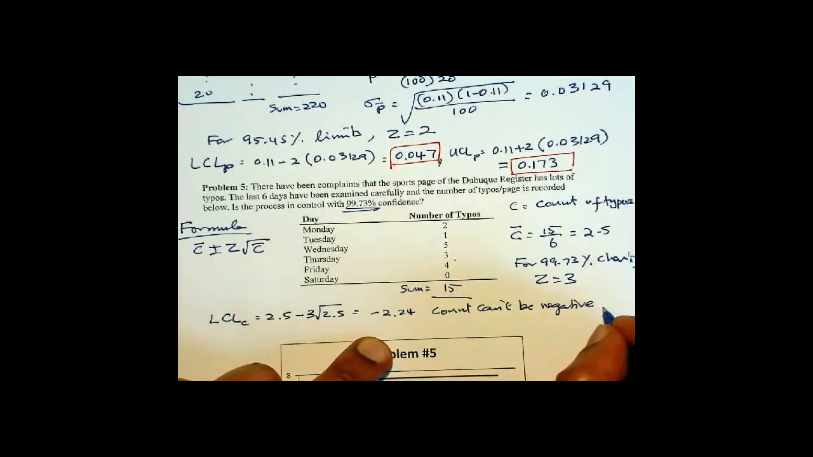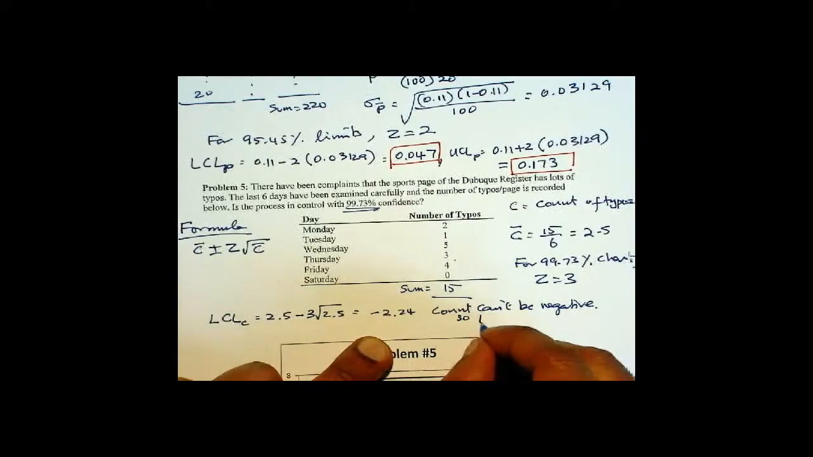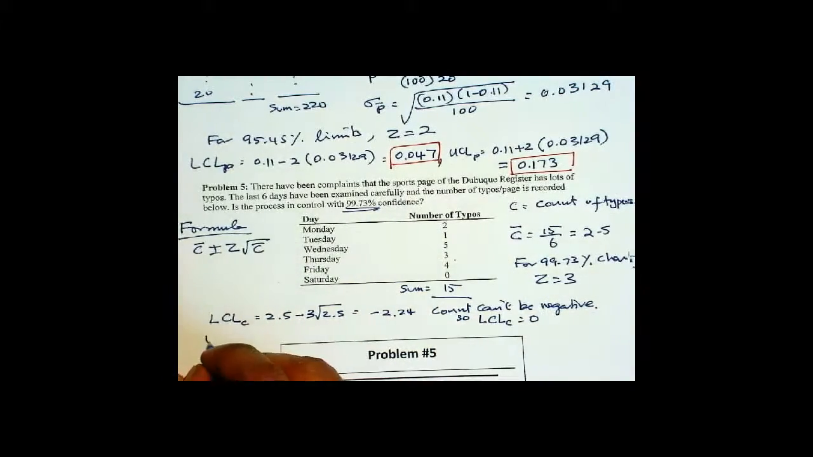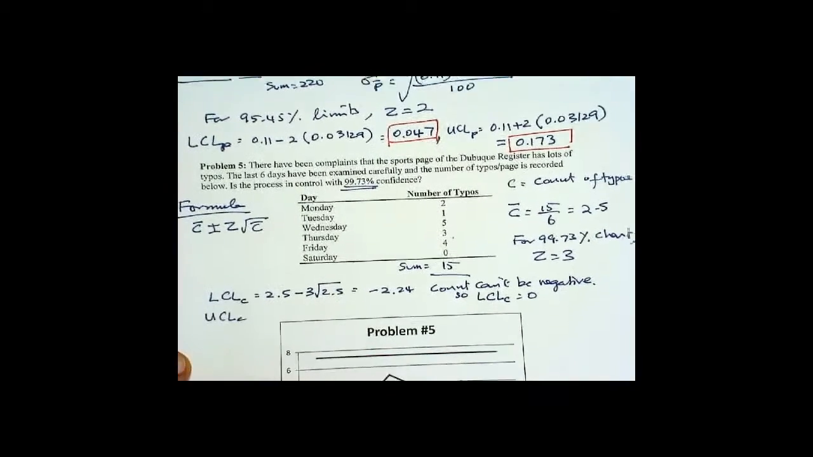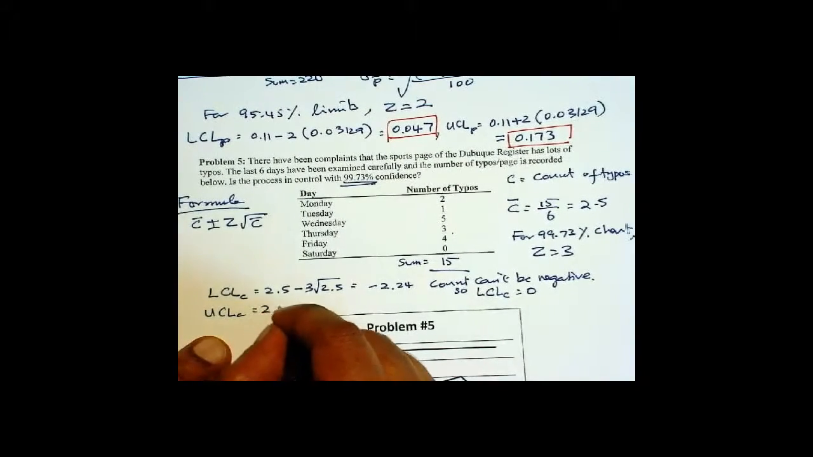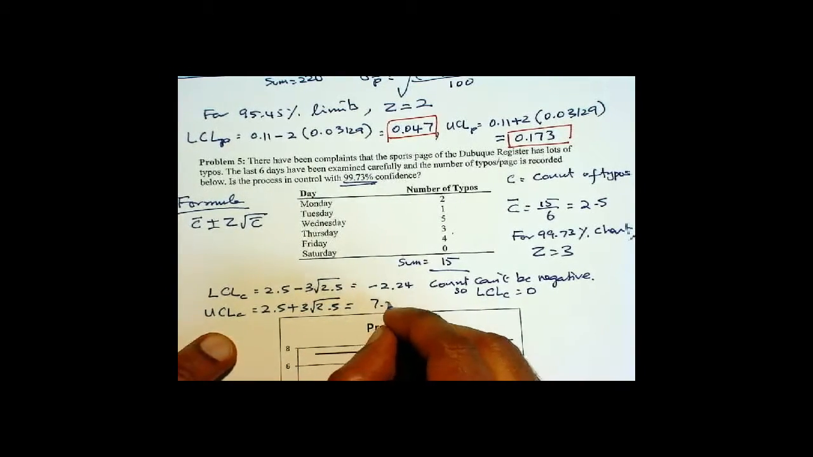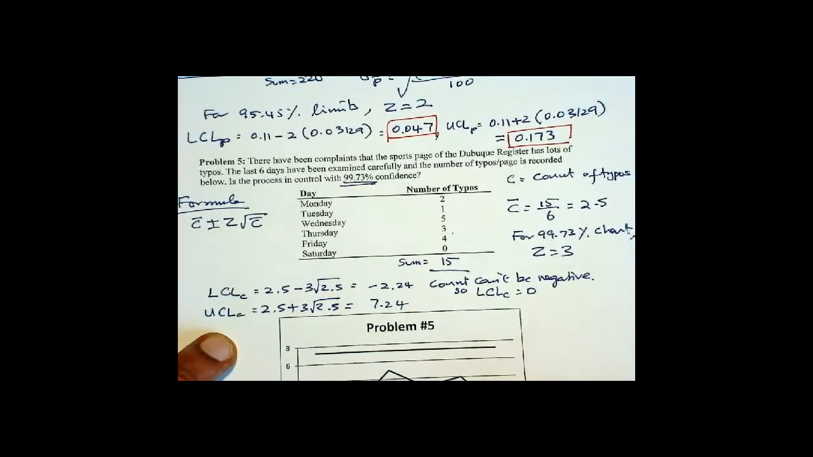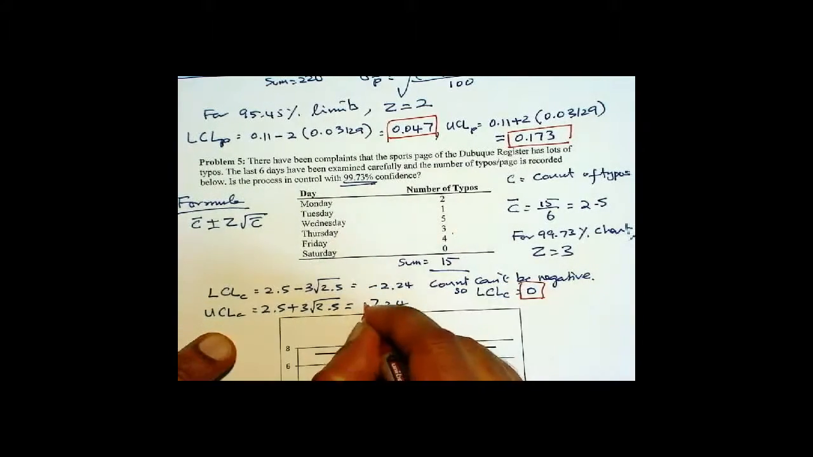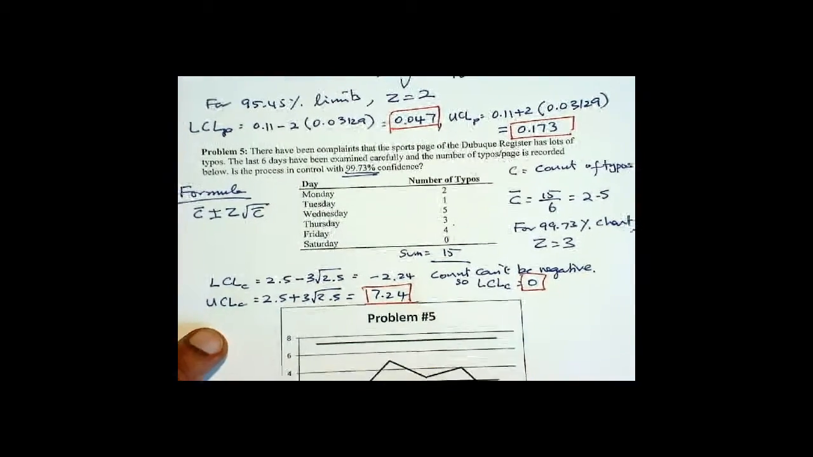Therefore, lower control limit is 0. Upper control limit is 2.5 plus 3 times square root of 2.5. So that is 7.24. So the control limits are 0 and 7.24.